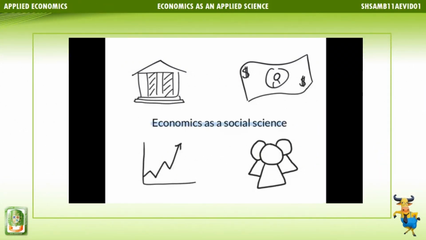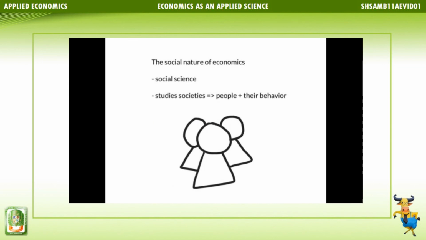Economics as a social science. Economics is a social science. Social sciences basically study societies. Economists are interested in studying people and their behavior, and this is what we mean by the social nature of economics.